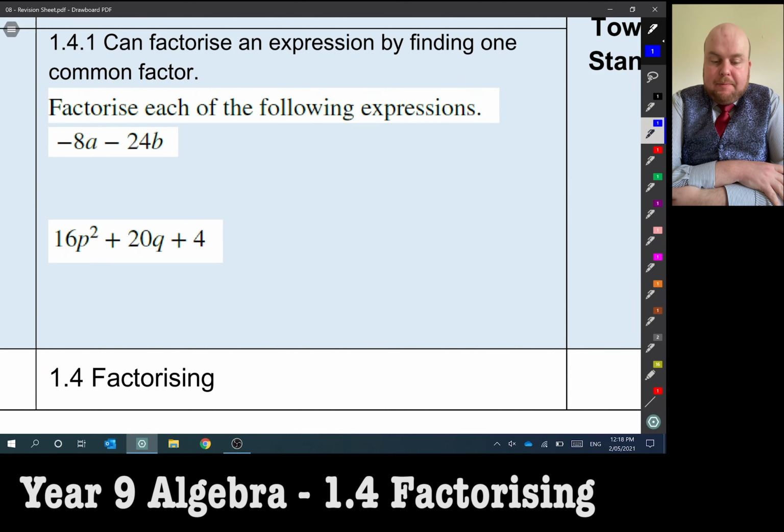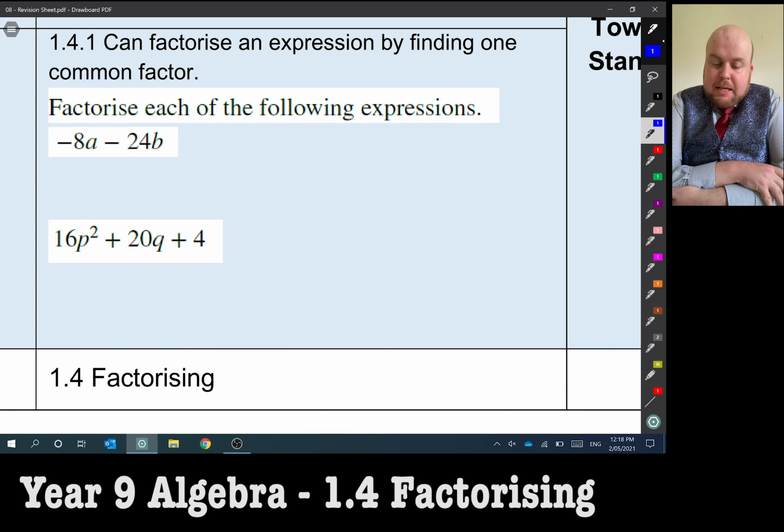1.4 Factorising. 1.4.1 Can factorise an expression by finding one common factor. Factorising is the opposite of expanding brackets. This time you haven't got any brackets generally, and you need to put things into brackets. This is usually done by division. Factorise each of the following expressions: negative 8a, negative 24b.